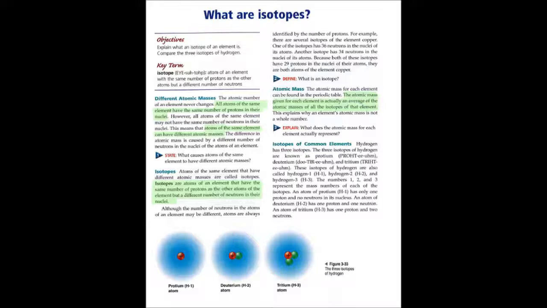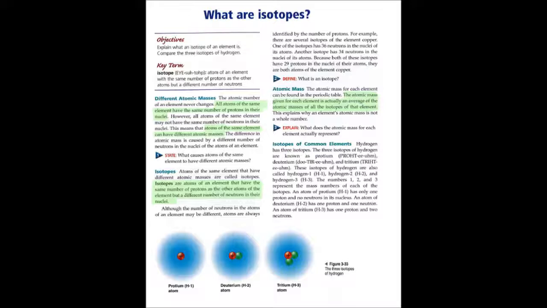Although the number of neutrons in the atoms of an element may be different, atoms are always identified by the number of protons. For example, there are several isotopes of the element copper. One of the isotopes has 36 neutrons in the nuclei of its atoms. Another isotope has 34 neutrons in the nuclei of its atoms. Because both of these isotopes have 29 protons in the nuclei of their atoms, they are both atoms of the element copper. 2. Define. What is an isotope?